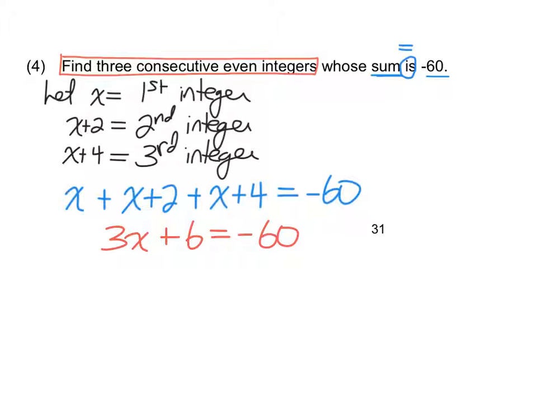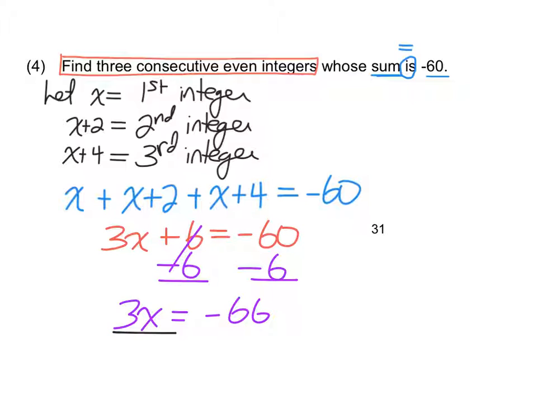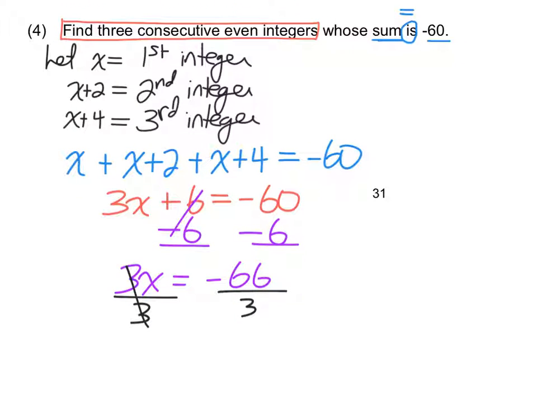Then what? Subtract 6 from each side. 3x equals negative 66. Then what? Divide by 3 on both sides. I'm a big fan of this kind of problem. You got x equals negative 22. It requires you to have a sense of what an integer is, and then on top of that, what an even integer will look like.